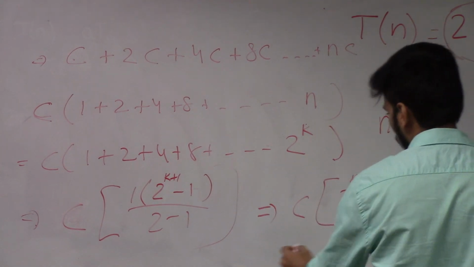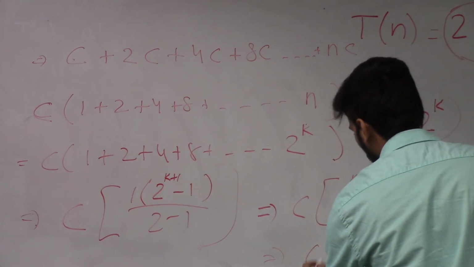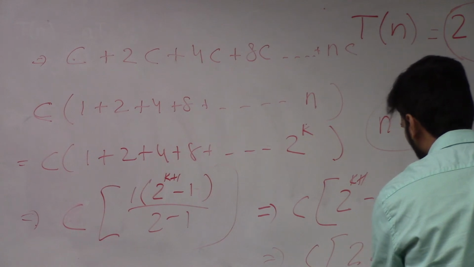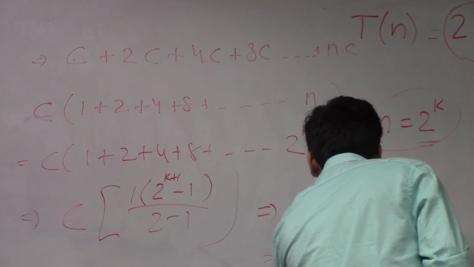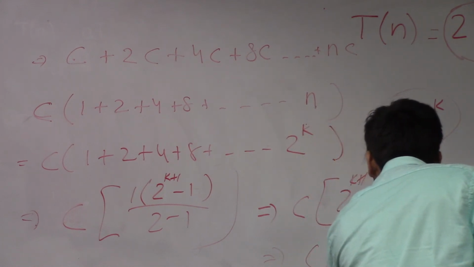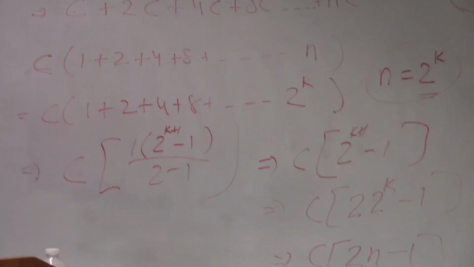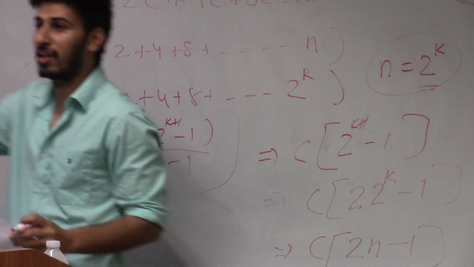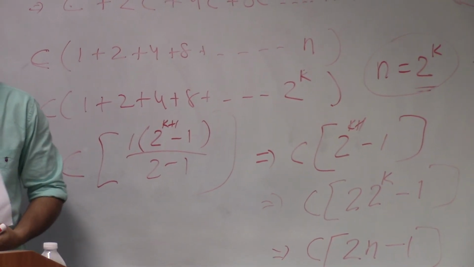So we have taken n equal to 2^k. So here it is C times (2n minus 1). It is big O of n, because we are taking the upper bound, and I don't care about the constants.